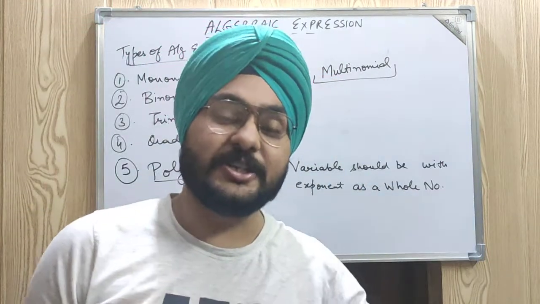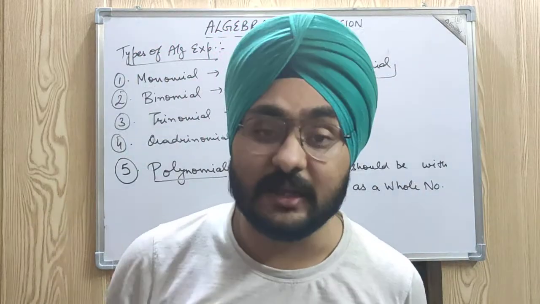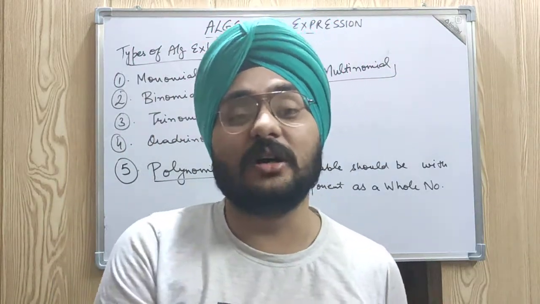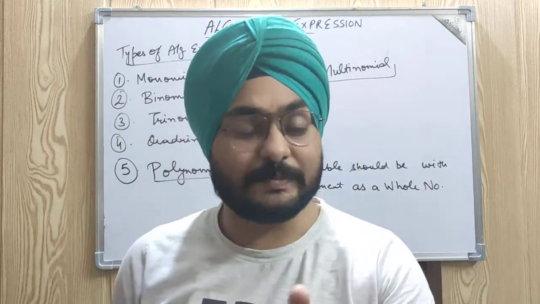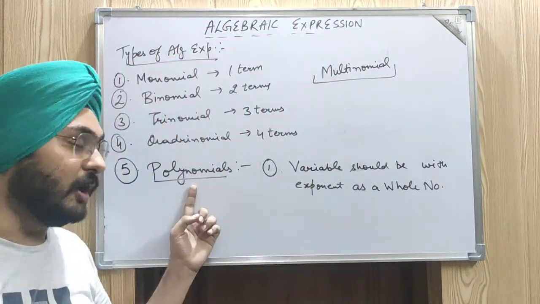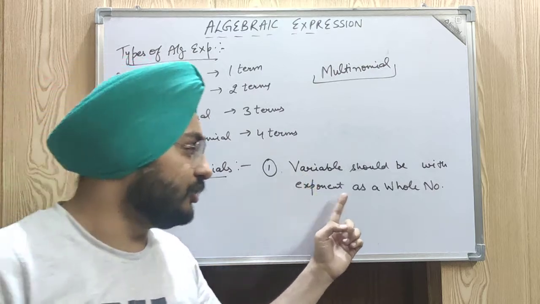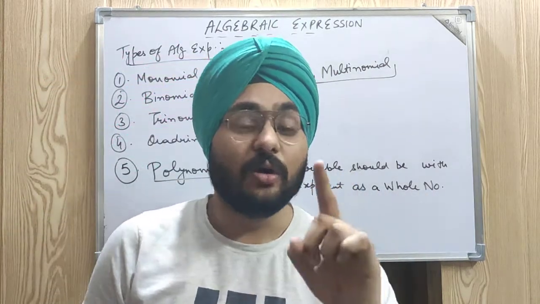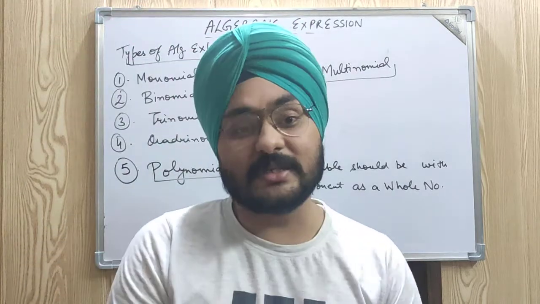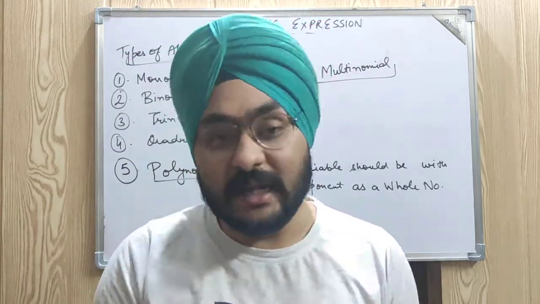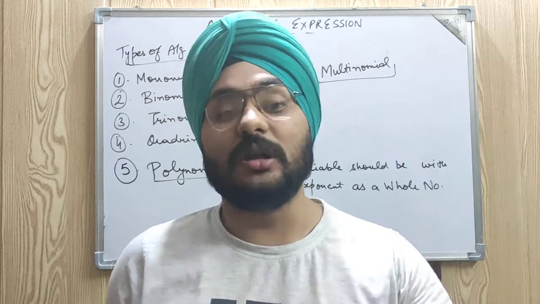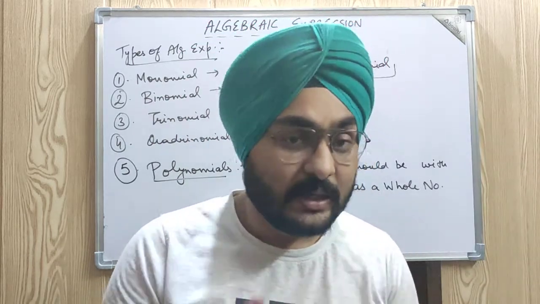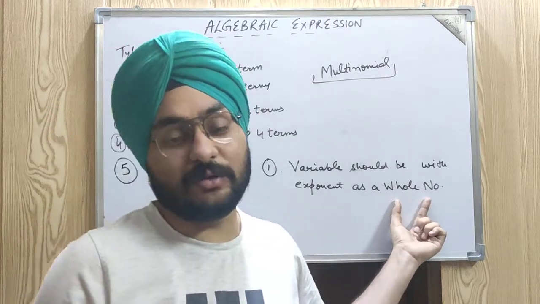In an algebraic expression, the exponent can be anything. It can be a rational number, it can be a negative integer, it can be anything. But in a polynomial, the power of the variable, or the exponent of the variable, should be a whole number. Just keep this in mind. The constant can be anything here: a natural number, a whole number, or a rational number. No problem with that.